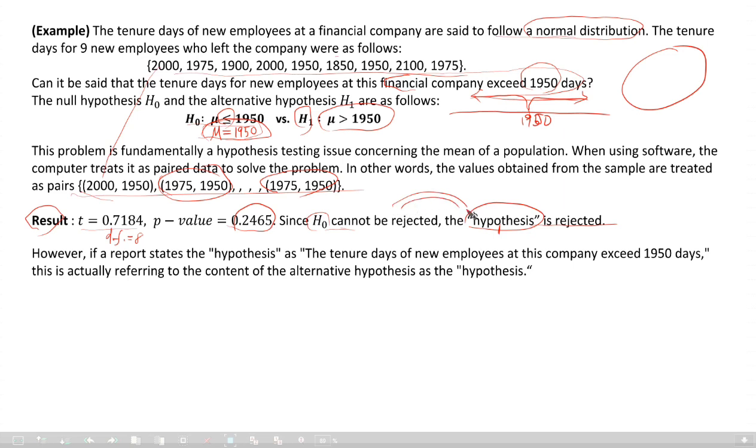Same thing. Okay. However, if a report states the hypothesis as the tenure days of new employees at this company exceeds 1950 days, that is your hypothesis, then this is actually referring to the contents of the alternative hypothesis as the hypothesis. So your hypothesis is rejected. Not confusing? Okay, another example.